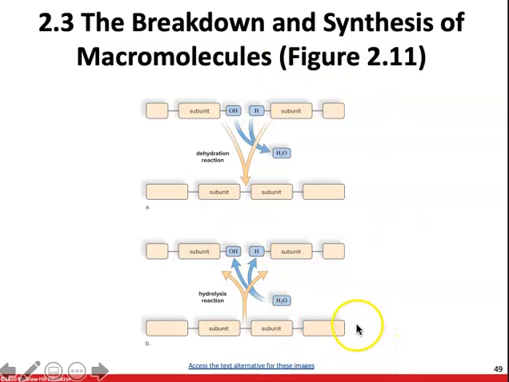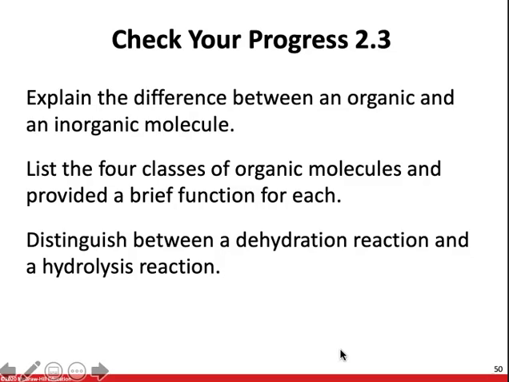So I like to think of these bonds as Elmer's glue. You dehydrate it to stick these 2 together. You rehydrate it to break them apart. All right, that's it for section 2.3.